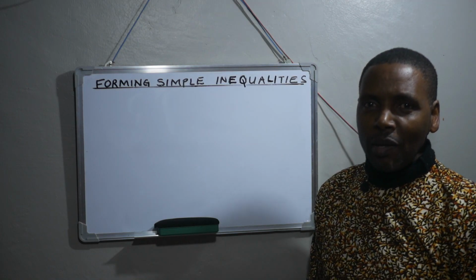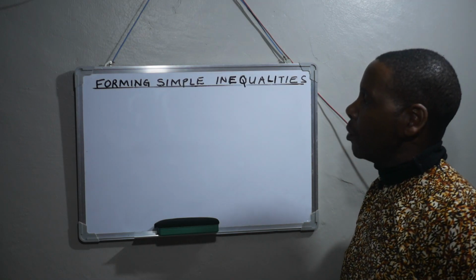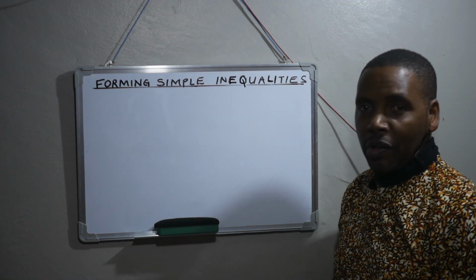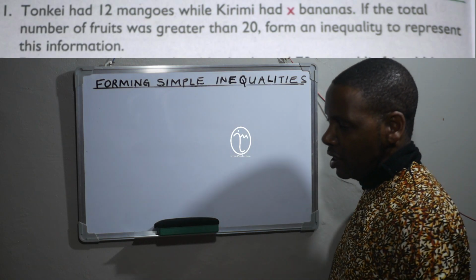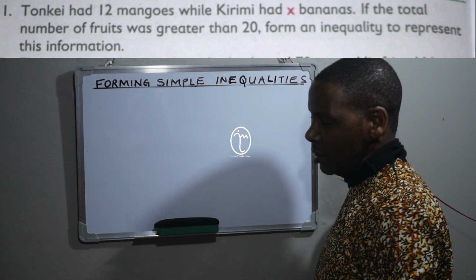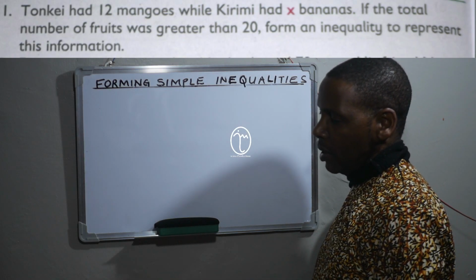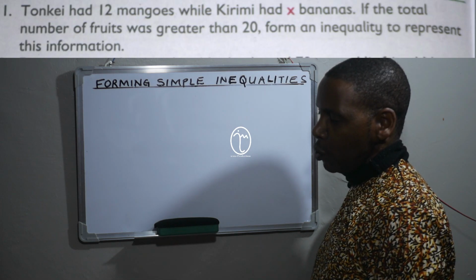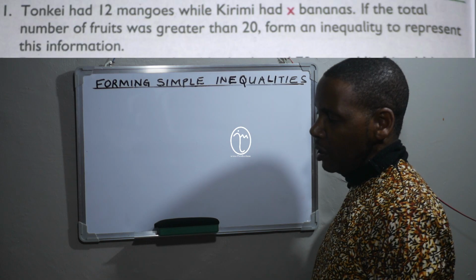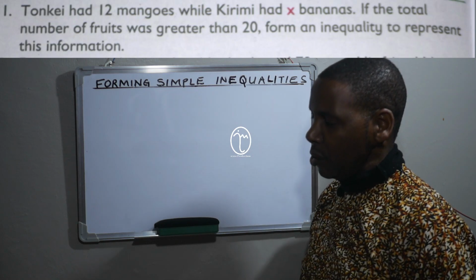So today we are learning about forming simple inequalities. I will read the first question and then I will help you how to do it. The first question says, Tonkei had 12 mangoes while Kirimi had X bananas. If the total number of fruits was greater than 20, form an inequality to represent this information.